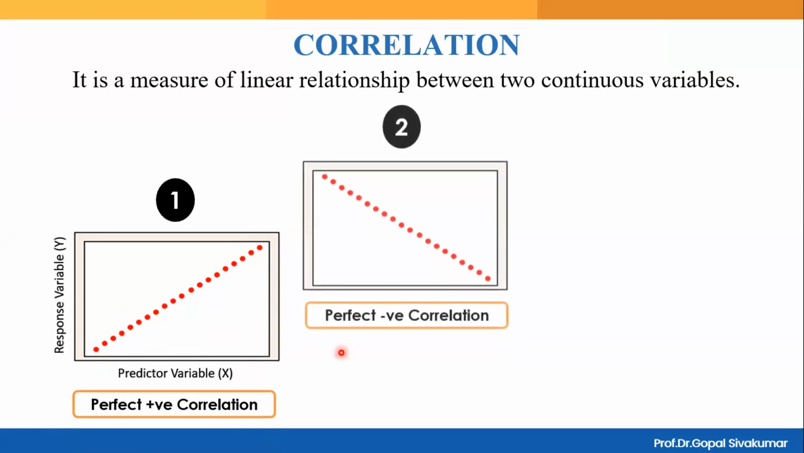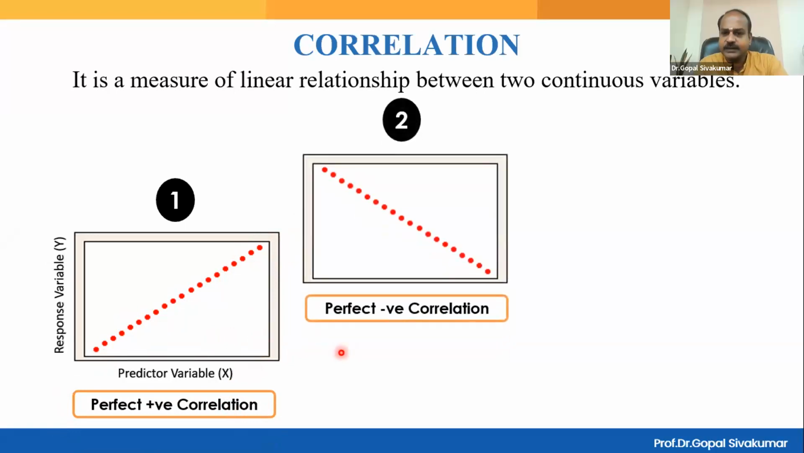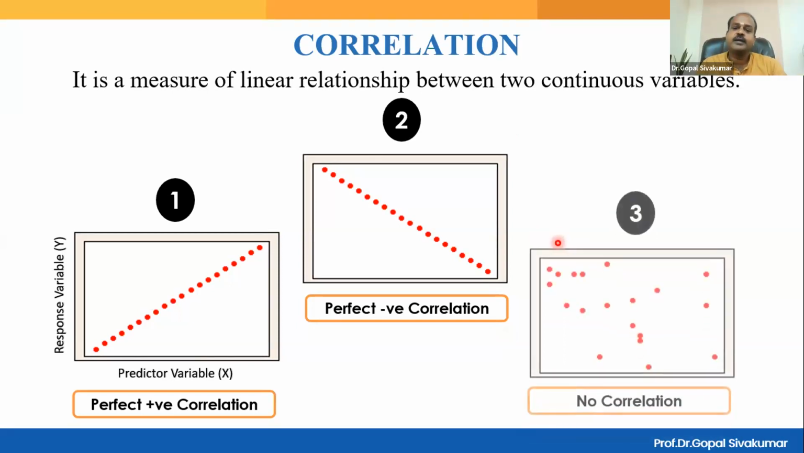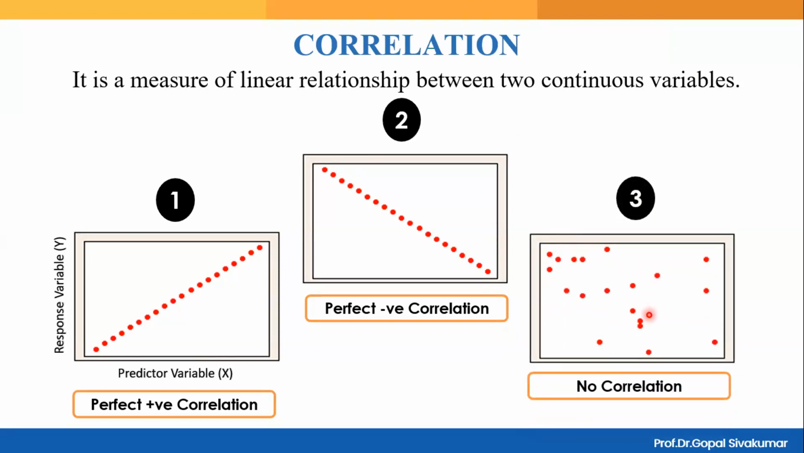Now coming here, what do you understand? Is the relationship positive or negative now? Negative, but still it is perfect. Yes, it is a perfect straight line. That means the relationship is linear. Perfect means linear. Now another one. Now I increase the X. Y is also changing, but I am not able to understand what is happening to Y. That means there is no correlation.